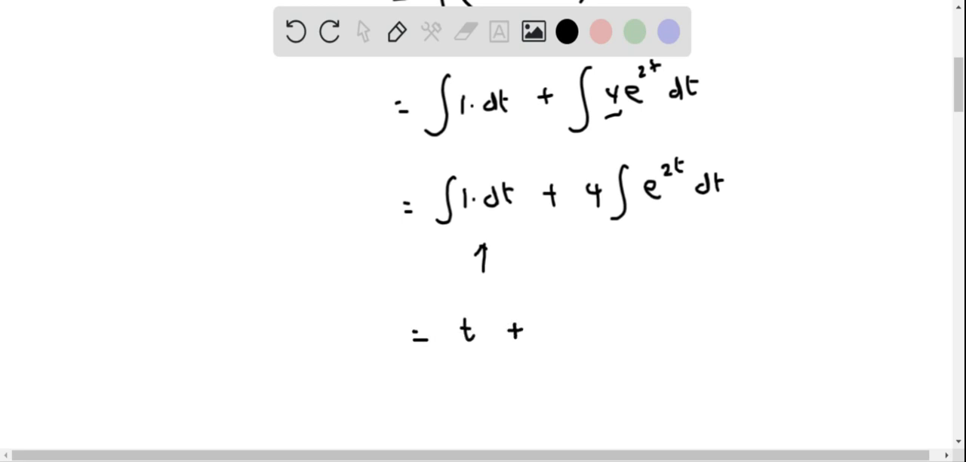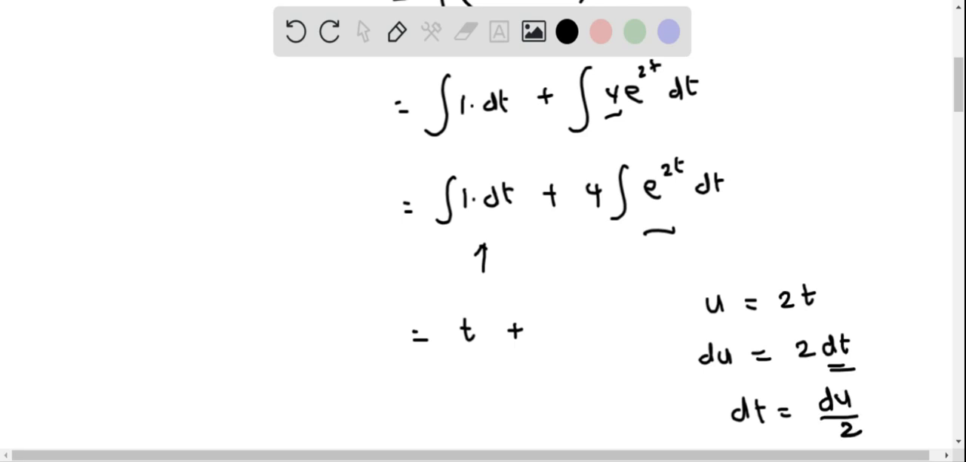And to integrate this e power 2t, we will use the u substitution. That is, I'm going to let u equals 2t. And therefore, if we find the derivative on both sides, we get du equals 2 times dt. That is, we can solve for dt. And dt equals du over 2. So we are going to replace this dt as du over 2 and 2t as u. So let's do it over here.